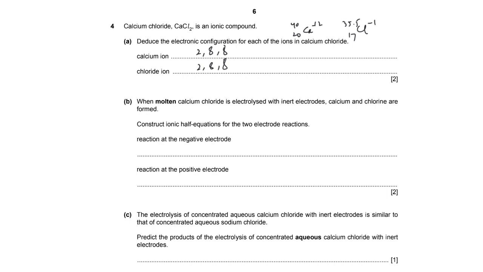So molten calcium chloride is electrolyzed, so 2 ions will be there, calcium ion and chloride ion. Construct half equations for the 2 electrode reactions. So at the negative electrode positive ions will come, and positive ions have 2 less electrons. They are 2 electron deficient. They are going to gain electrons, and gain of electron always happens on the left side of the equation. And chloride ion has one extra electron, so it will lose the electron and form a chlorine atom.